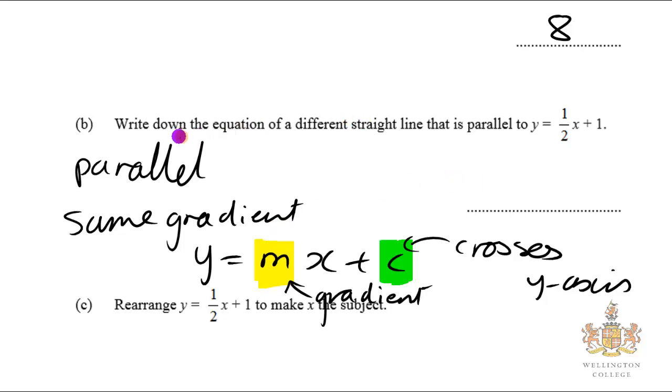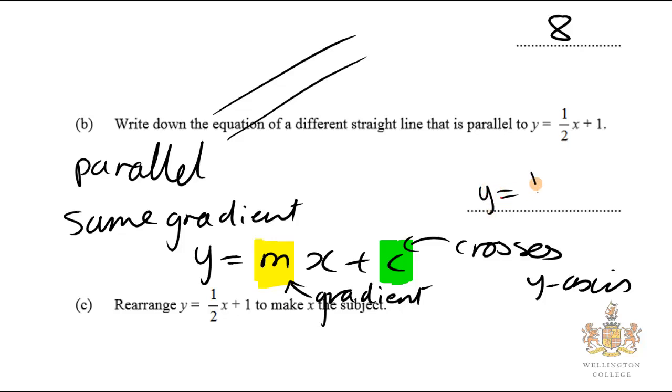Okay, so we want a different equation. Sorry, we want an equation of a different straight line that's parallel to y equals a half x. So it's parallel. Parallel means same gradient. Yep, the gradient is our slope. So parallel will have the same gradient.